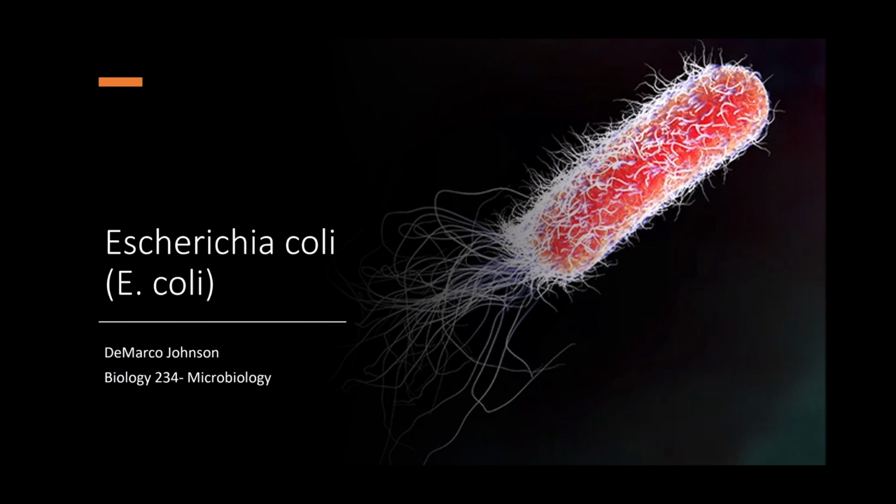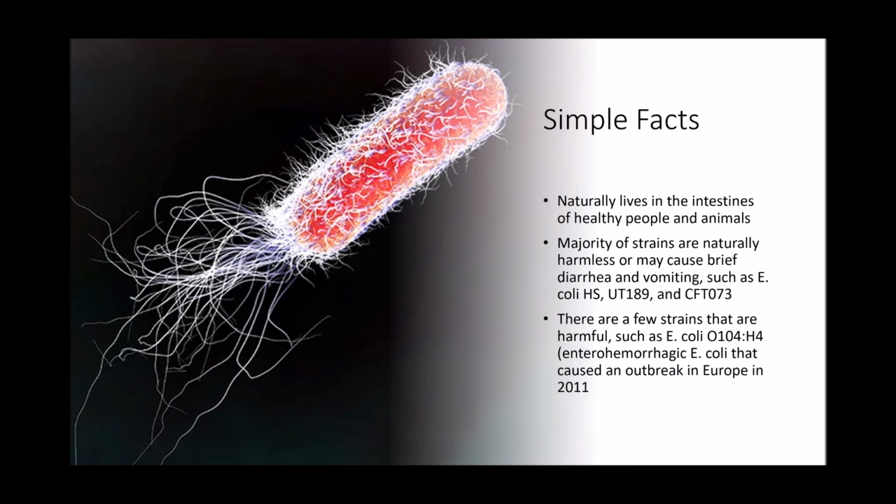So I chose Escherichia coli, which is better known as E. coli, for my term project. It is a bacterium that typically lives in the intestines of healthy people and animals. The majority of the strains of E. coli are naturally harmless or may cause brief diarrhea and vomiting, such as E. coli HS, UTI 89, and CFT 073.